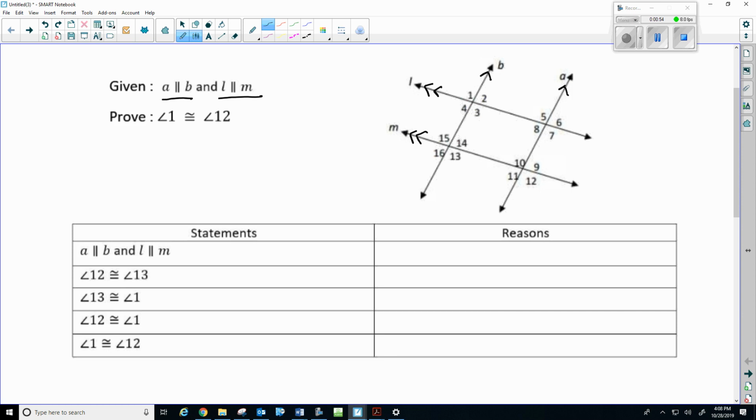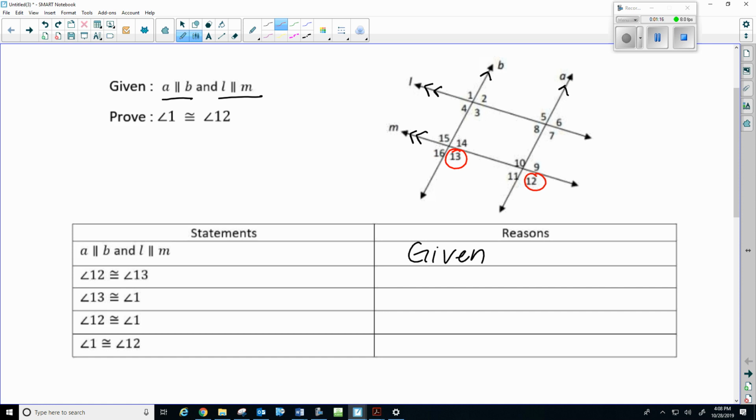So when we look at our two-column proofs, the first one is always going to be our given, okay? And then we look down at, say, angle 12, and angle 12 is congruent to angle 13. So what we're going to do is go find angle 12 and angle 13. Let's take a look at those. When we look at them, how do we know that those are congruent?